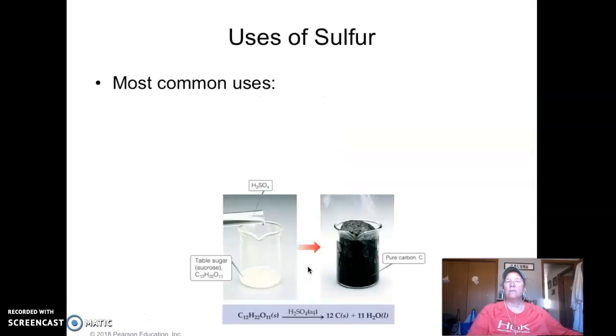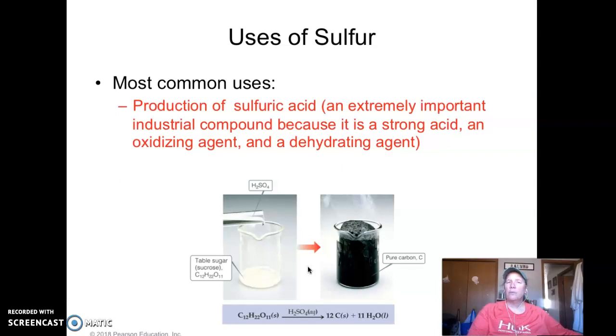Okay, uses of sulfur. The thing that we use the most is sulfuric acid, H2SO4. It's the most commonly used, or the most important industrial compound used. It's a very strong acid, so it's an oxidizing agent and a dehydrating agent. It's the most produced of any of the acids. They use it in the manufacture of rubber too, to get the sulfur to stick together and produce rubber.